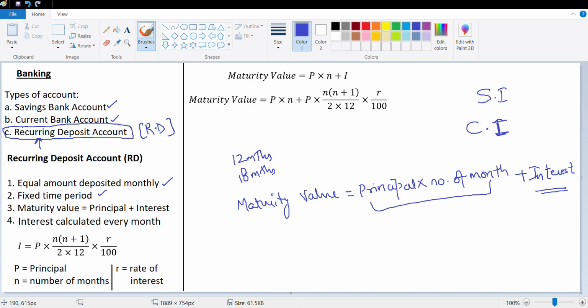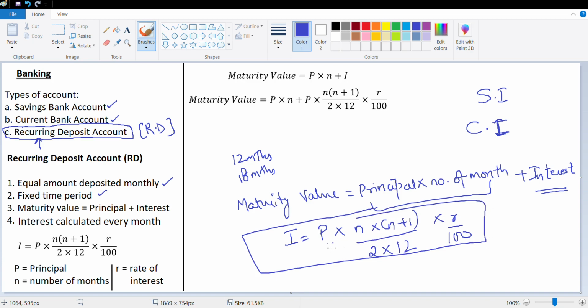Let's look at the formula for calculating the interest. The interest in this case is given by the formula I is equal to P, this is the monthly principal, multiplied with n plus 1 upon 2 into 12 into r upon 100. Now, key thing to notice in this formula, this P is monthly. And since the principal is monthly, the time, which is n, is also given in months. And the R is a rate of interest per annum. So this is per annum, and this is monthly, and this is in months.